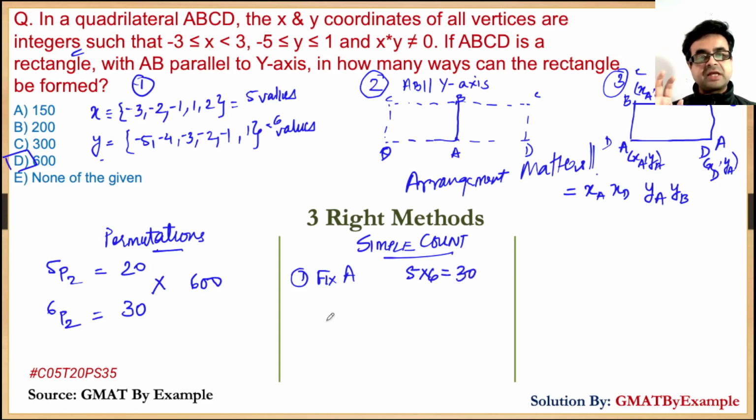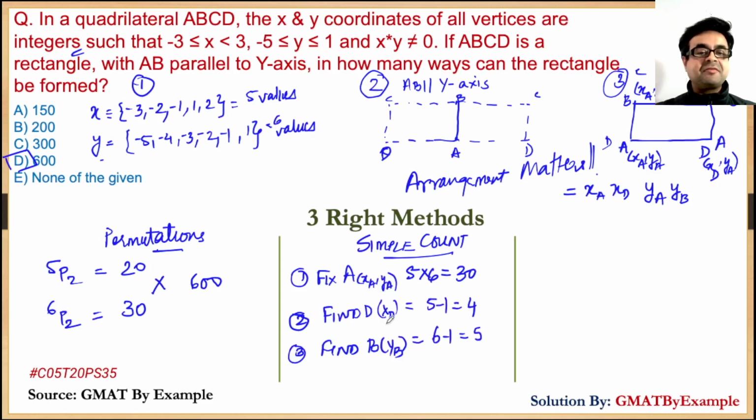Now I have fixed A. Now my point D will be parallel to the x-axis. So on D, I have to find a value of x which is different than the value of the x coordinate of A. How many ways can I find the x coordinate of D? There are 5 values of x, out of which one value I have already fixed for A. So the remaining values are 4.